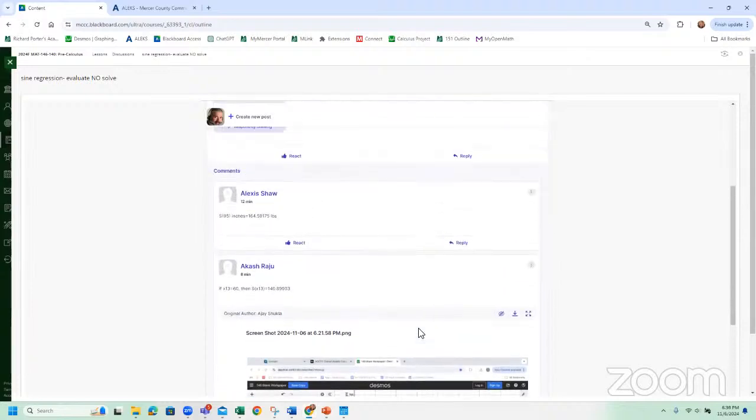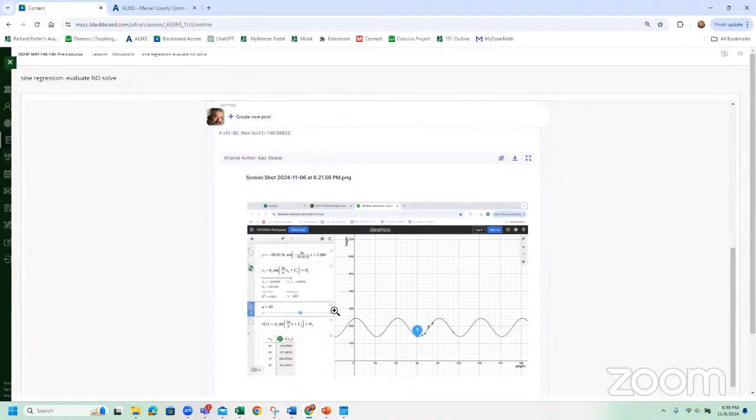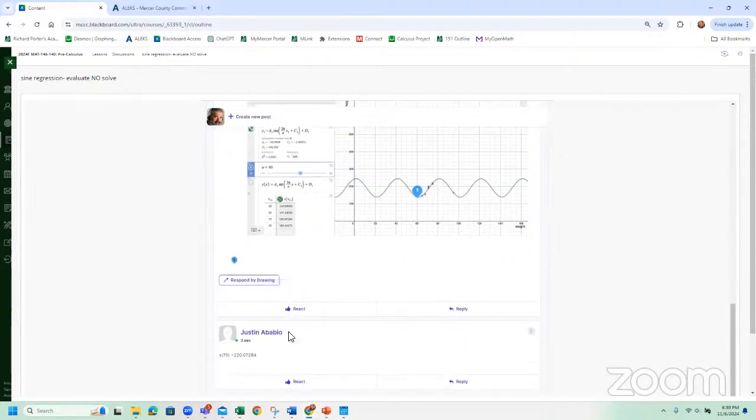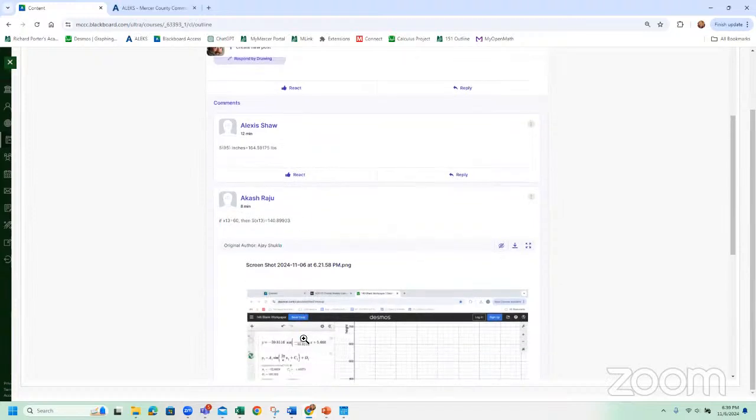But hey, Akash is giving me the evaluate like it's a solve. But it's still an evaluate because you're not solving for 140 exactly. You're plugging in 60 and getting 140. Okay, since this is an evaluate, it's okay. Justin's doing 75. Okay, somebody has got to say this in words.